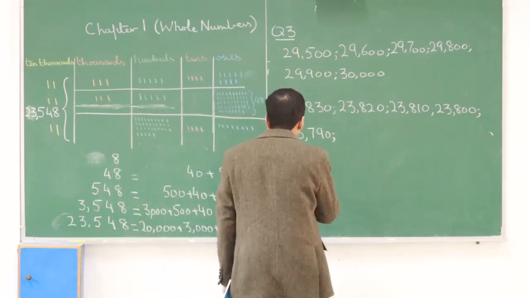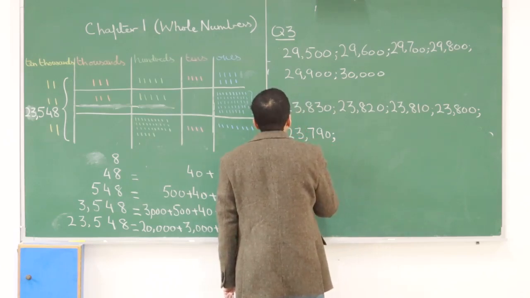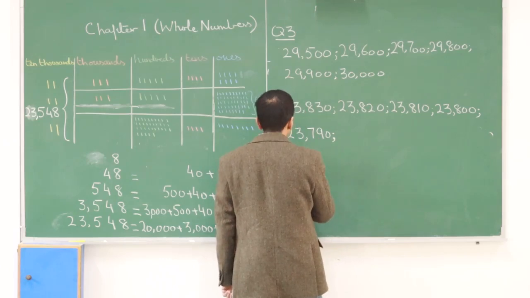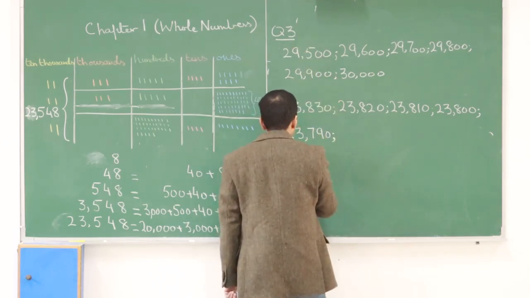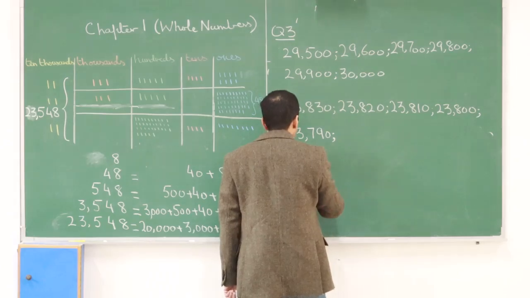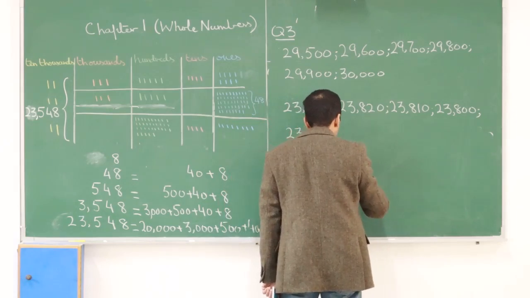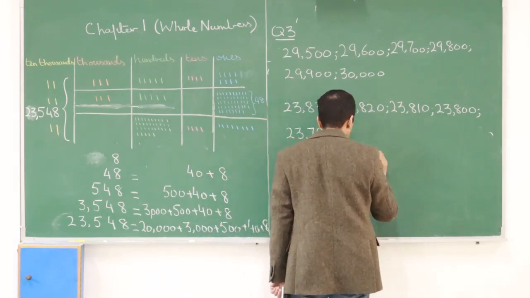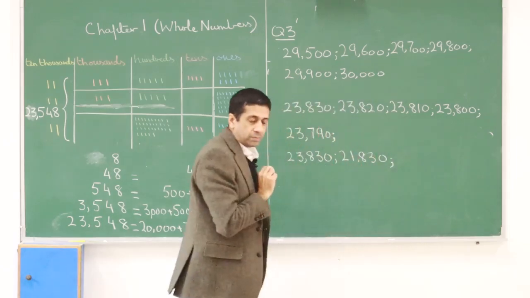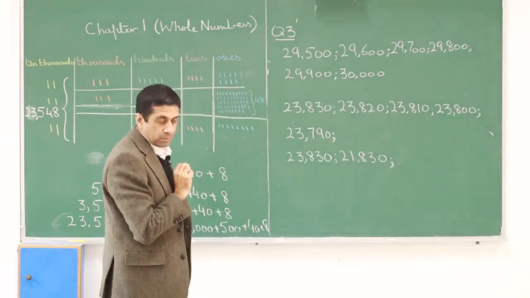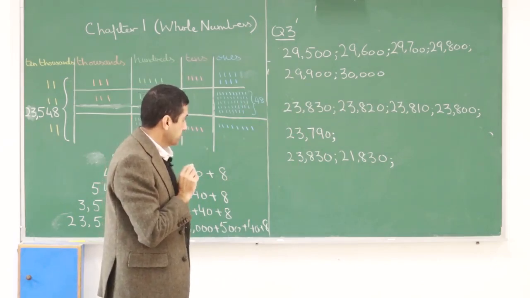Let's try another one. What would it be? So let's try 20,000. I'm just doing a random question. This is not question 3 prime. Now it's no longer the question. Let's do another one. 23,830. 21,830. What's the next one?